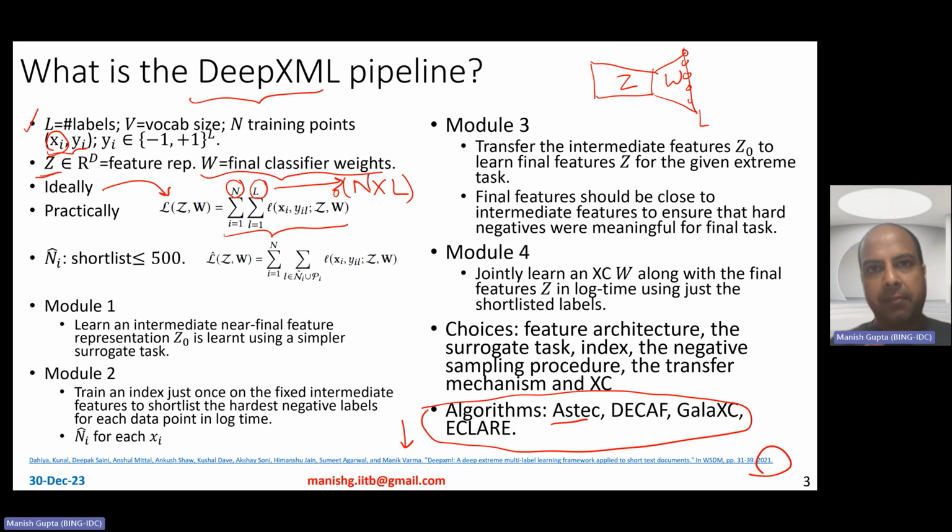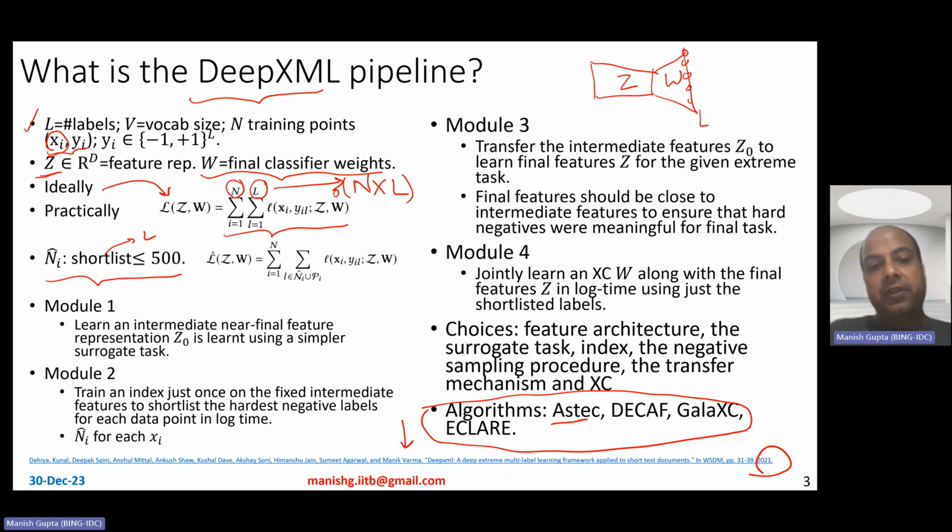So we are going to somehow figure out a shortlist, up to 500 is what they use in the paper, but a shortlist of labels, a small set of labels. Remember, this is a shortlist of labels. Okay, so we are going to compute a shortlist.